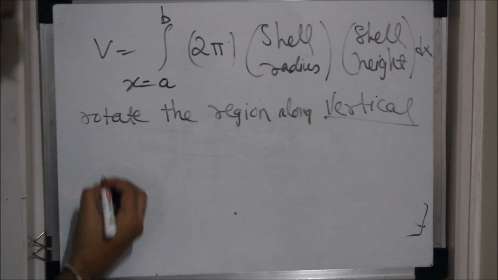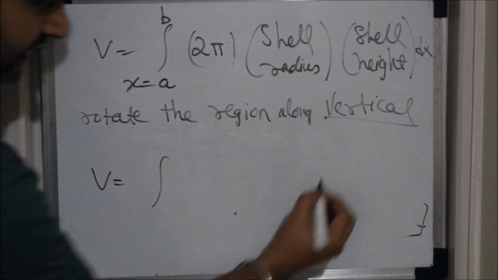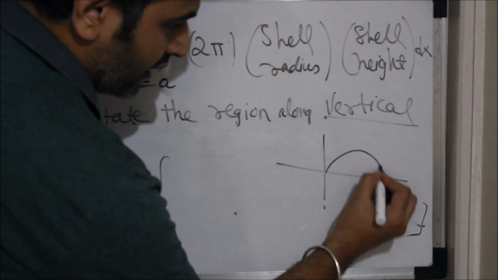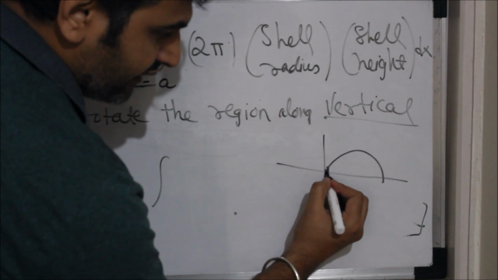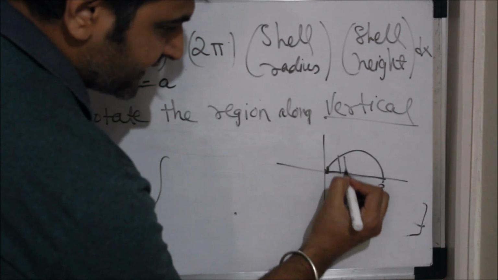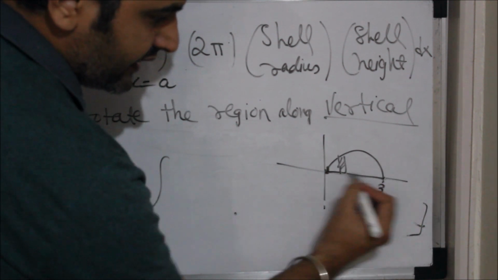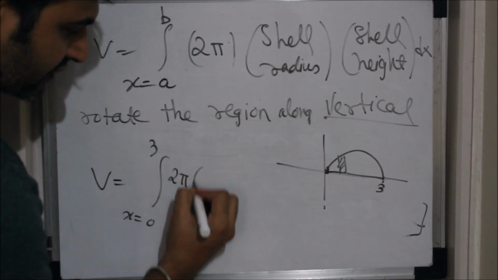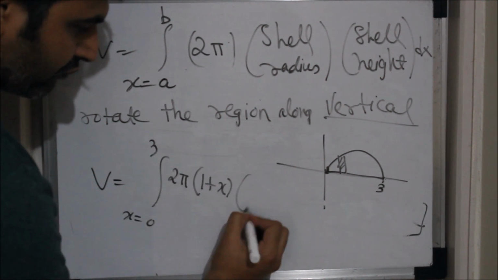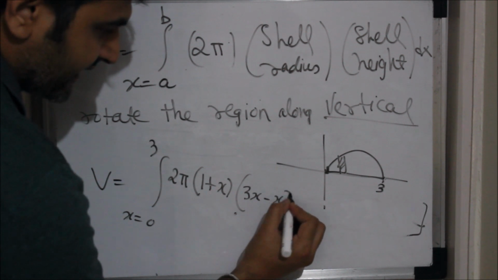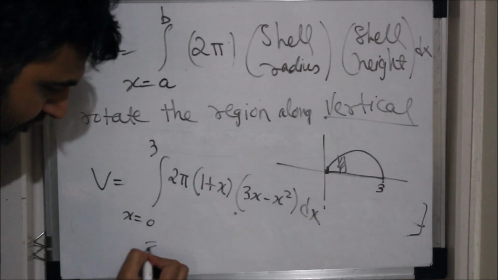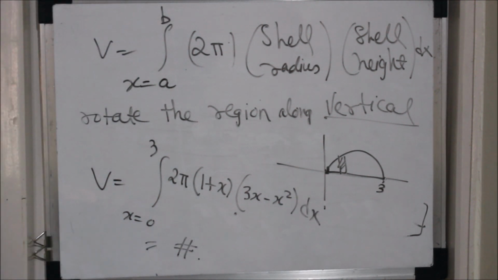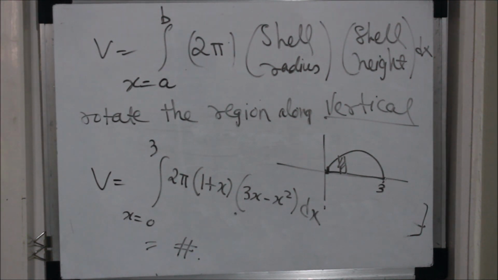And therefore, if you try to solve the previous example, my shell or that strip starts from 0 and can go till 3. So my x will go from 0 to 3, 2 pi. What was the radius? Radius was 1 plus x. What was the height? Height was 3x minus x square, dx. And we solve this integration. Whatever number we get is nothing but the volume of the solid obtained by revolving this region along the x equal to -1 line.